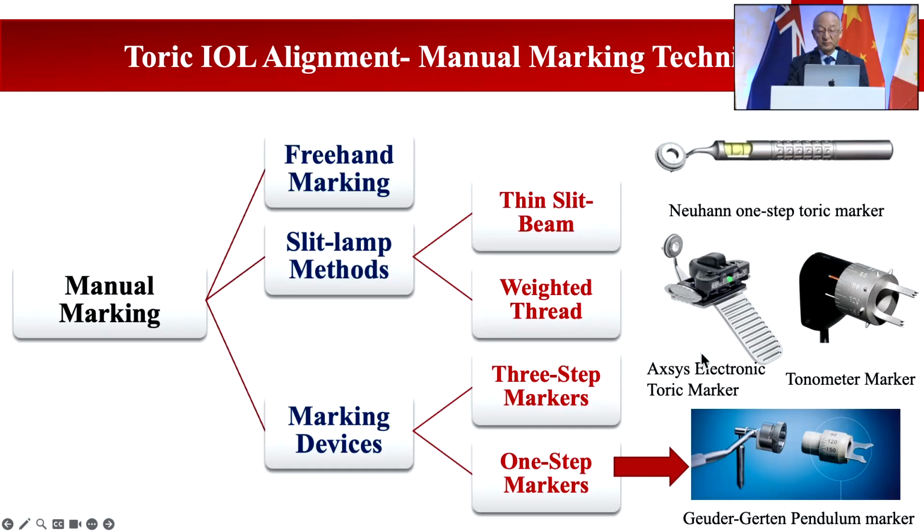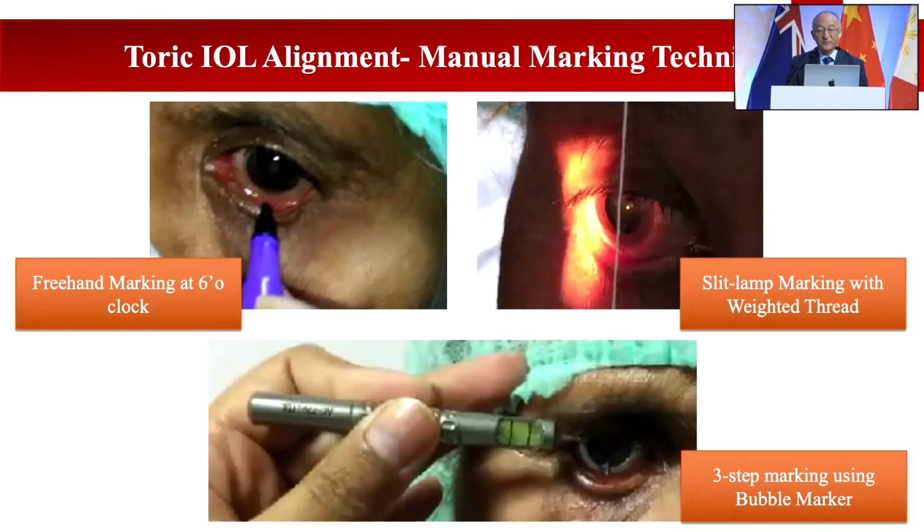Then you have other markers which are based on the slit lamp, which give you actual marking of the axis of IOL implantation. So you have two types of marking. One is a reference marking, based on which you mark the axis of orientation, or you can directly mark the axis by slit lamp methods. This is what we used to do early on, when we didn't have the automated systems.